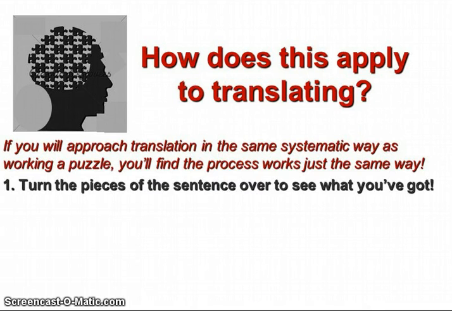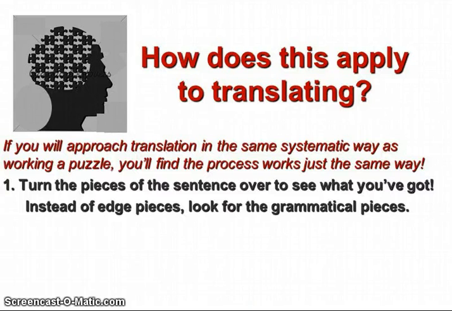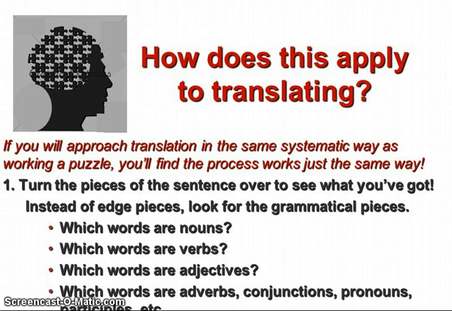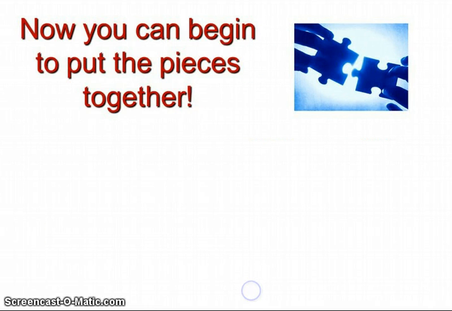And what we do is turn over the pieces of the sentence. That's the first step. We have to see what we have. But this time we're looking for grammatical pieces. This is why in Latin 1, you generally do a review of English grammar, because English grammar equates very closely to the grammar of the Latin language. So the first thing you want to do is look at your sentence up to the period. Which words are nouns, which words are verbs, which are adjectives, which words are adverbs, conjunctions, pronouns, and so on.